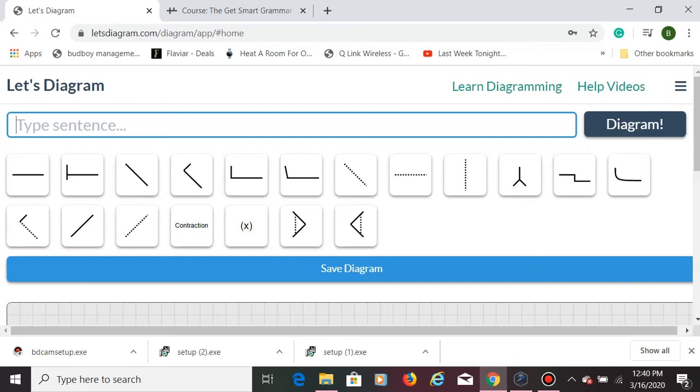And also remember that all articles are adjectives. The, a, and an are always adjectives. So, for example, the cat answers the question, which one? Which cat? The cat.